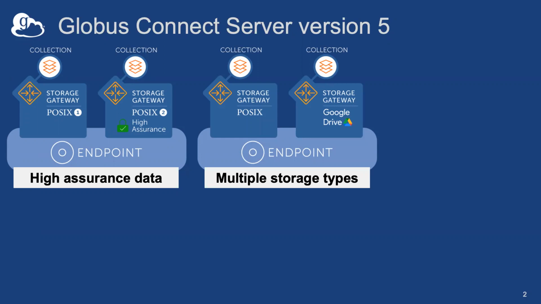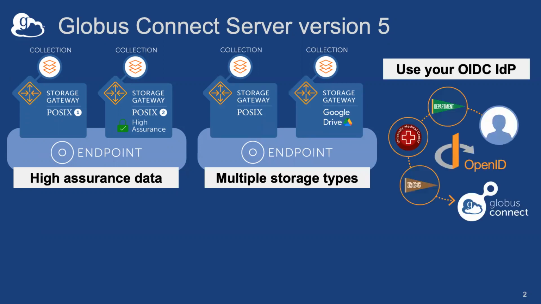If you're using version 4 with other non-POSIX storage types, you'd have had to have separate servers. With version 5, the architecture allows you to leverage the same DTN pool and capacity to be able to serve data from different storage types. We also moved to using OIDC for authentication. There are no user certificates in the mix. So if your campus or your institution has an OIDC server, you can use that directly and not run MyProxy or any other service that generates short-term certificates.